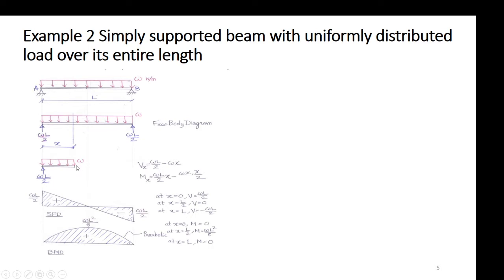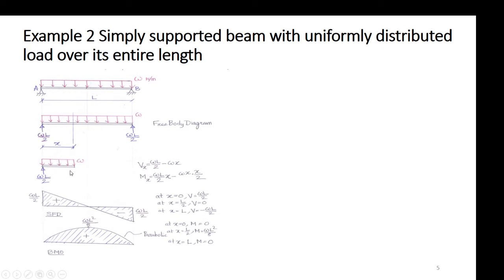Here I have not shown the two parts as I have done in the previous example. You do it yourself. What I have forgotten here is to indicate the Vx and Mx, though I have written them elsewhere. So on the right part, there should be a downward shear and an anti-clockwise moment. With that, this part will be in equilibrium.